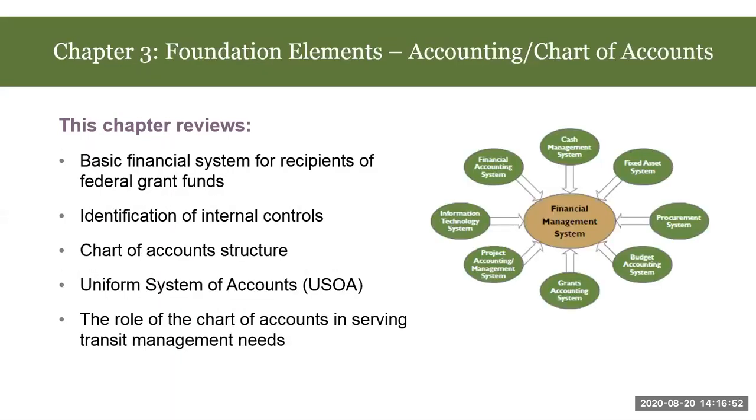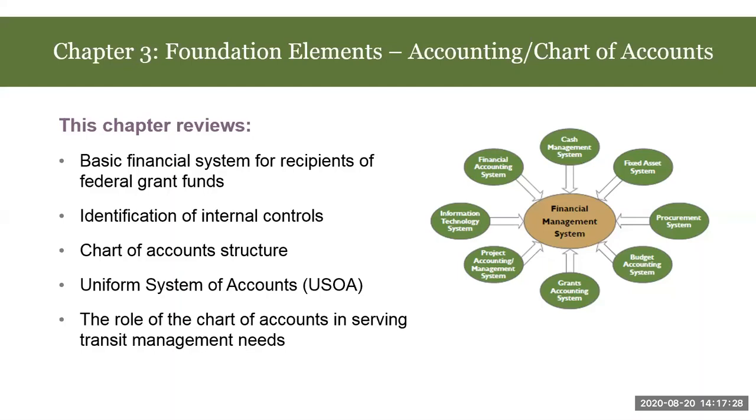Next slide. In our third chapter, we talk about the important role of the financial management system, internal controls, and the chart of accounts. Most notably, we talk about the uniform system of accounts, and this is something that may not be familiar to many rural transit agencies, as under NTD reporting requirements, we are only obligated to report total expenditures. Unlike our urban counterparts, we are not required to report our expenses on a detailed object-by-object basis. That is what the USOA does.